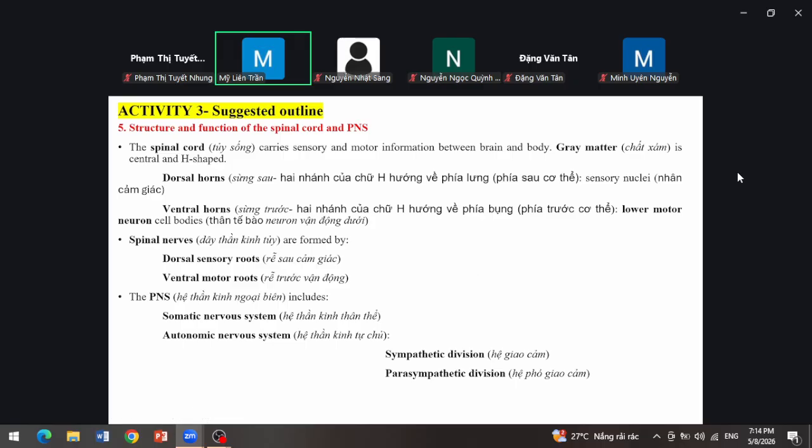Structure and function of the spinal cord and PNS. The spinal cord carries sensory, motor information between the brain and the body. Gray matter is central and arch-shaped, including the dorsal horns and ventral horns.